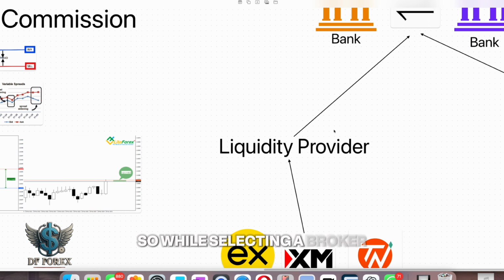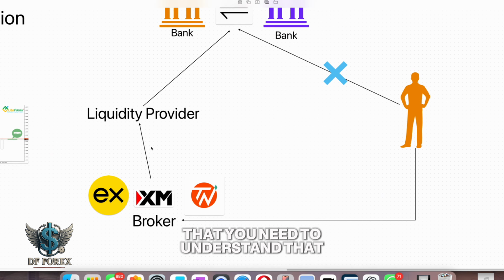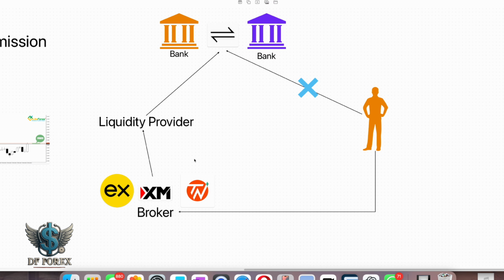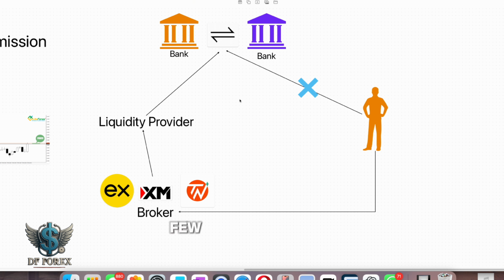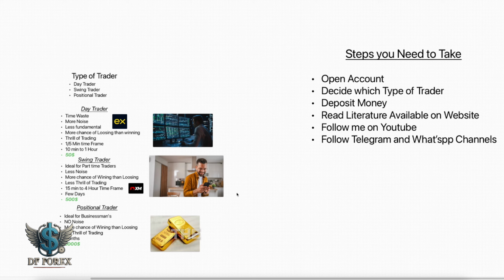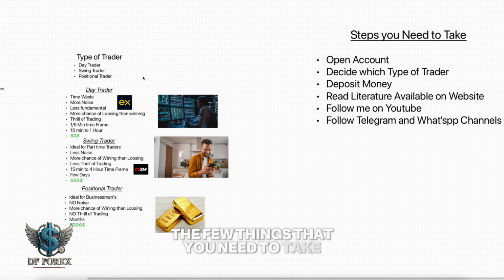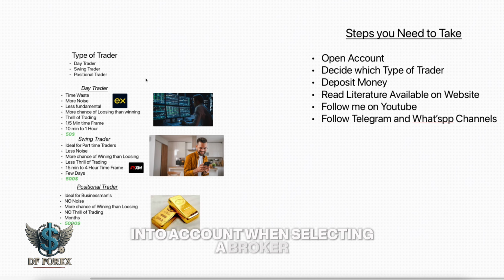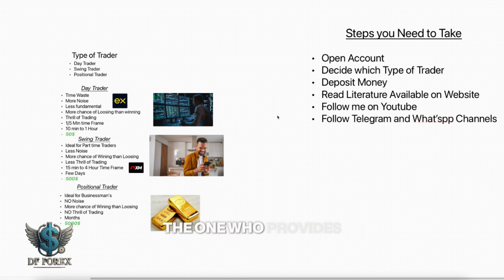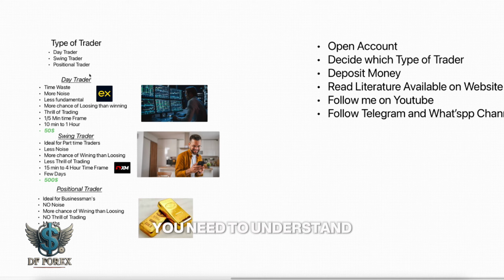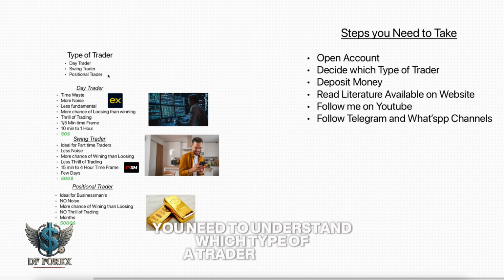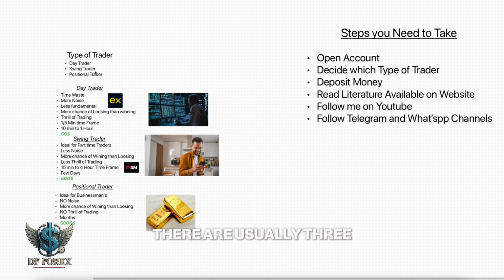So while selecting a broker, you need to understand what fee they are charging, what the swap fee is, and what the slippage rate is. These are a few things that you need to understand about a broker. As I told you, the broker is the one who provides you access to the market. But in order to understand which broker is best for you, you need to understand which type of trader you are. There are usually three types of trader.